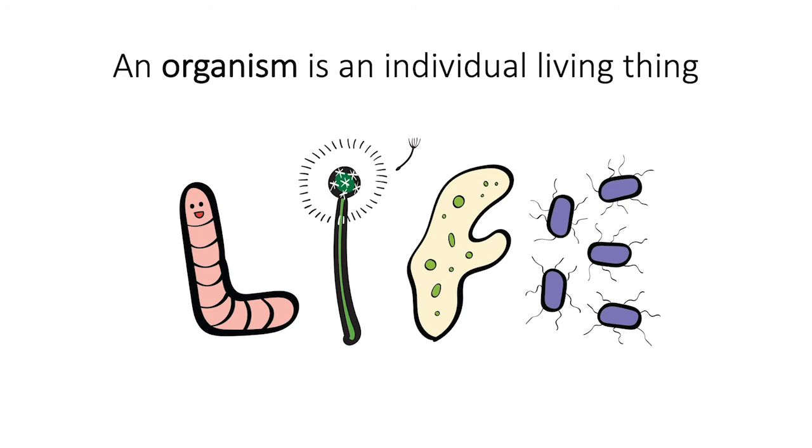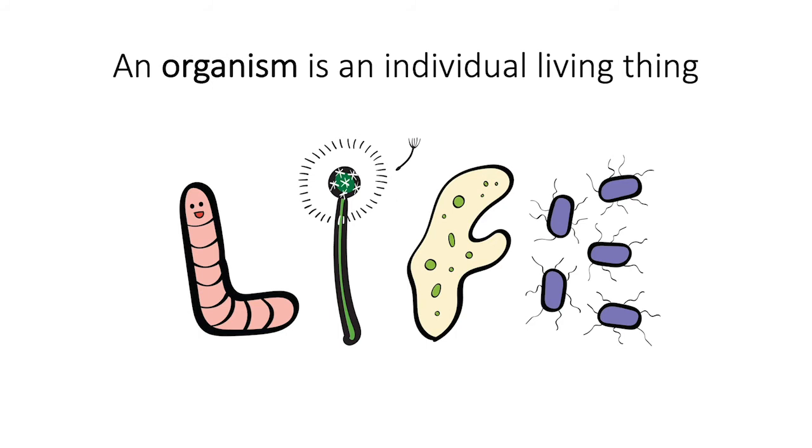One term I'd like to talk about a little bit is organism. An organism is any individual living thing. So this earthworm is an organism, this dandelion is an organism, the amoeba is an organism, and the E. coli, the purple things there, are individual organisms.